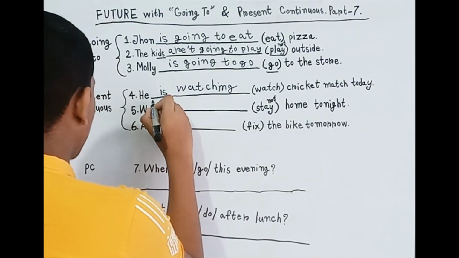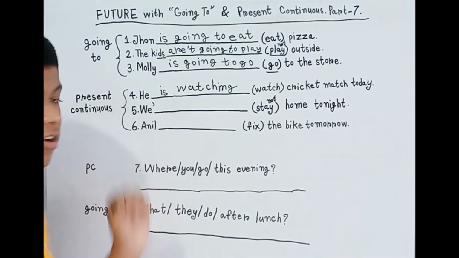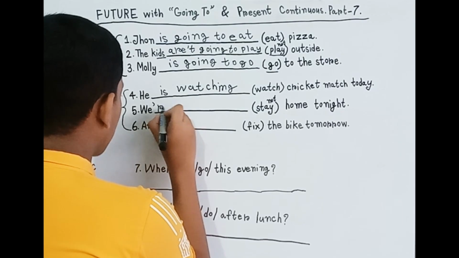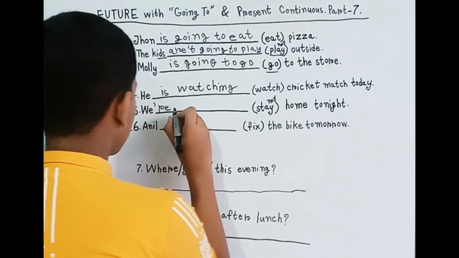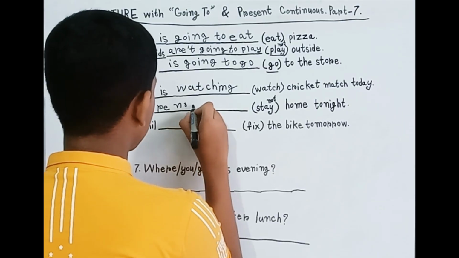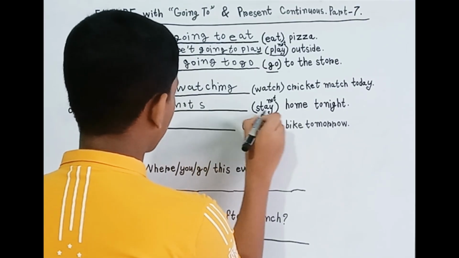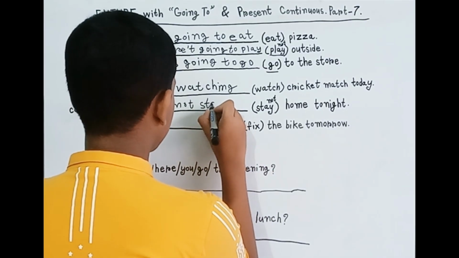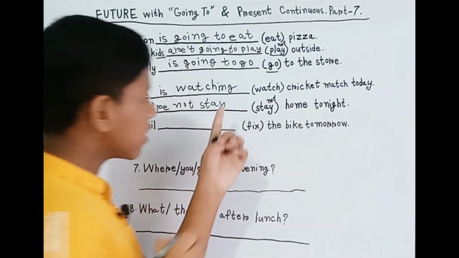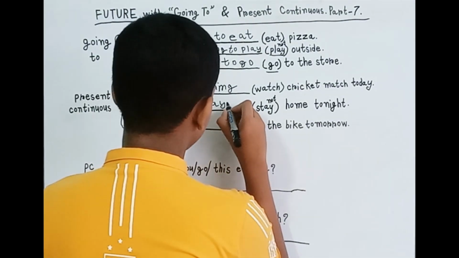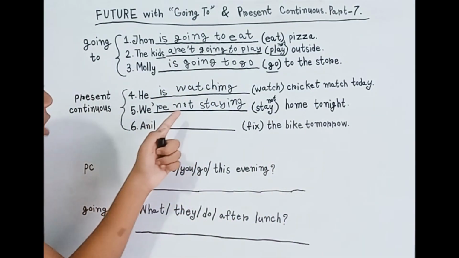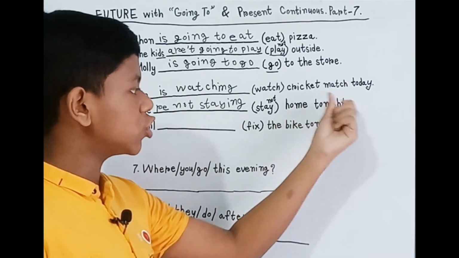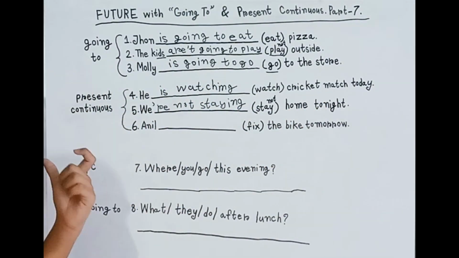So first of all, we have to add the apostrophe here. Then we have to add re. Okay, we're not. We can add we're not staying. Our main verb is stay, so we can write this stay. Then we can add simply ing here. Staying. We are not staying home tonight.